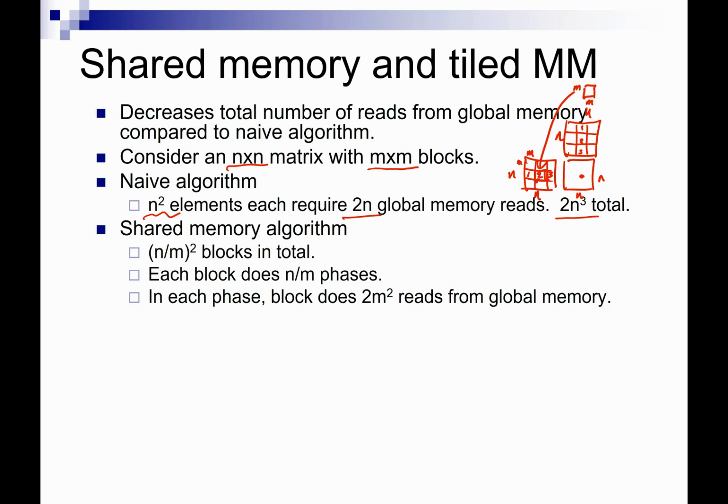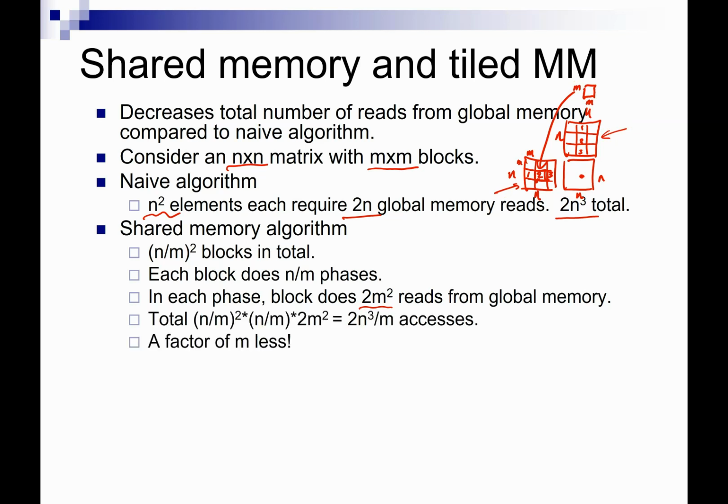So we're going to read all of this data from global memory into shared memory once. And we do this once for the M matrix and another time for the N matrix. Therefore, it's going to be 2m squared reads from global memory into shared memory, and this is per phase. The total number of phases is n divided by m, and in each phase you do that number of global memory accesses. And this is just for one thread block.